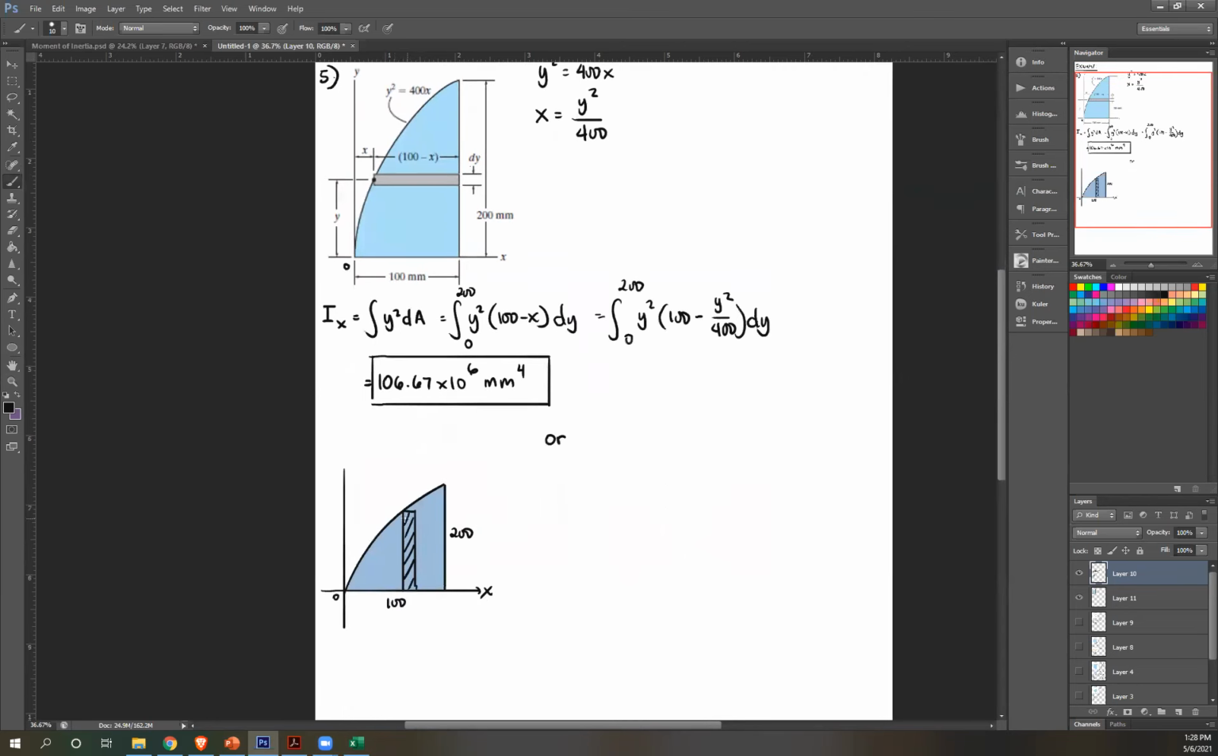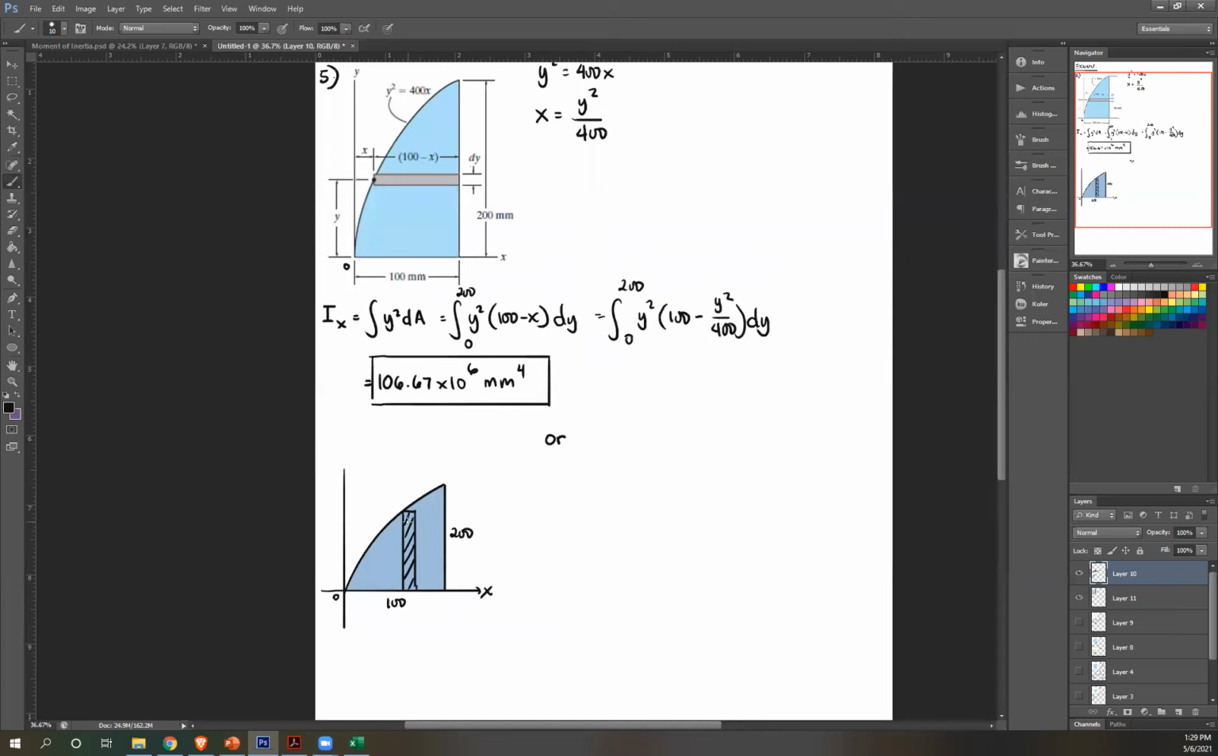However, here, for this strip, taking different portions of that strip, all of them have different distances from the x-axis. So that's why it is better to take an element parallel, or a strip parallel, to your axis in question. Because again, you'll get something like this. So you can still solve for this. Now, we're going to use another technique.